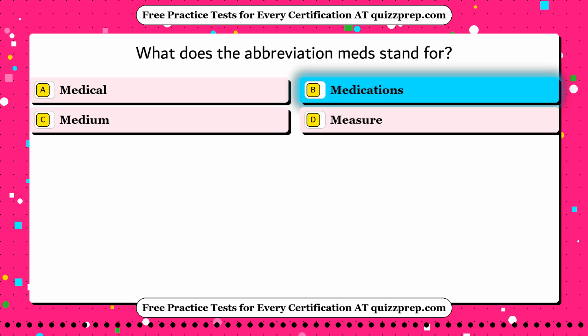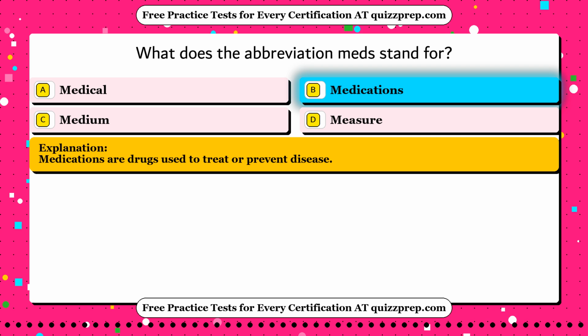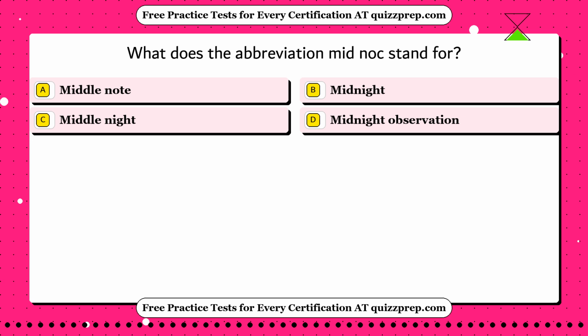The correct answer is option B, medications. Medications are drugs used to treat or prevent disease. Question 72. What does the abbreviation MID-NOC stand for? Option A, middle note. Option B, midnight. Option C, middle night. Option D, midnight observation.